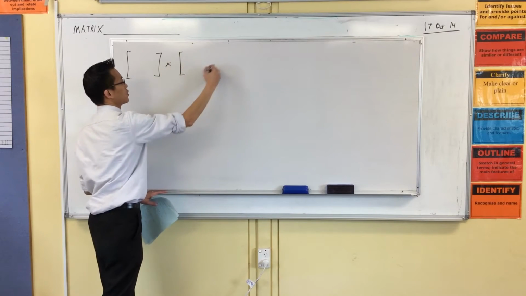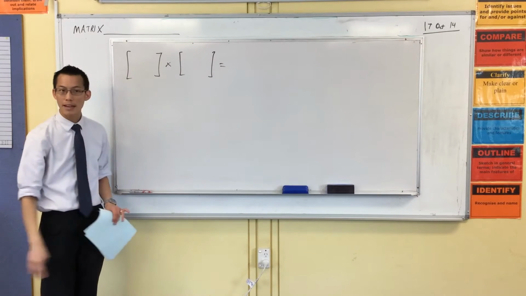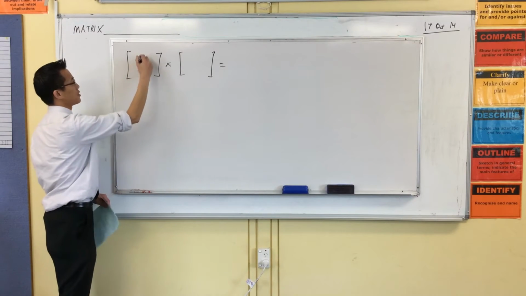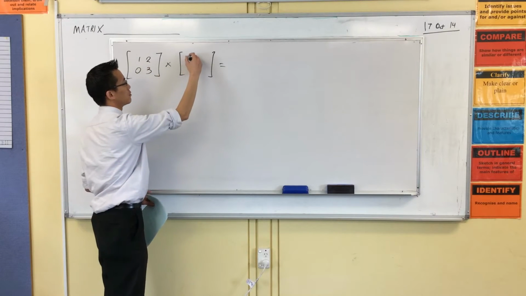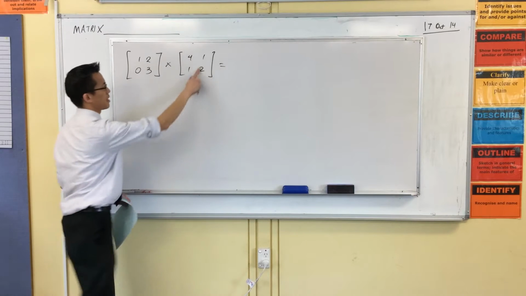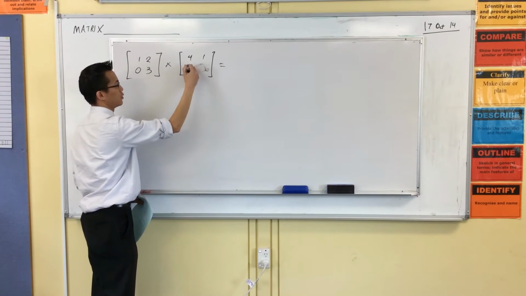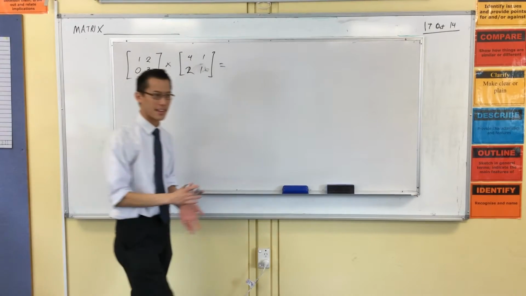Okay. So we'll do a nice simple one. Let's do a 2 by 2 times another 2 by 2. Okay. Let's do some simple numbers like this. That will do. Okay. That's the same number. Let's try something else. We'll switch that around. All right, so how do we multiply these things?